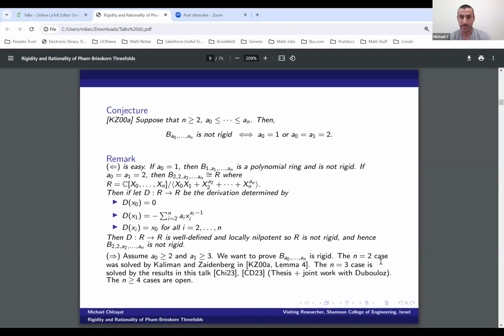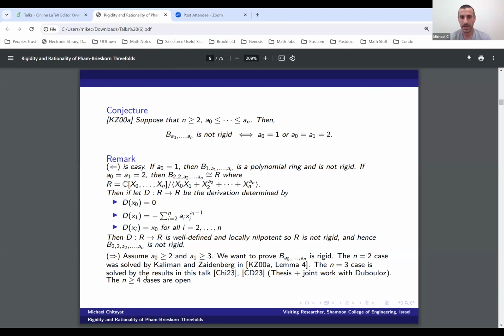And in the n equals 2 case, so the 2-dimensional case, this was solved by Kaliman and Zeidenberg, lemma 4 of this paper. And we managed to prove the n equals 3 case. So it's solved by the results in this talk. And it's a combination of work from my PhD thesis together with joint work with Adrien Dubouloz. And as far as we know, the 4-dimensional and higher cases are open.